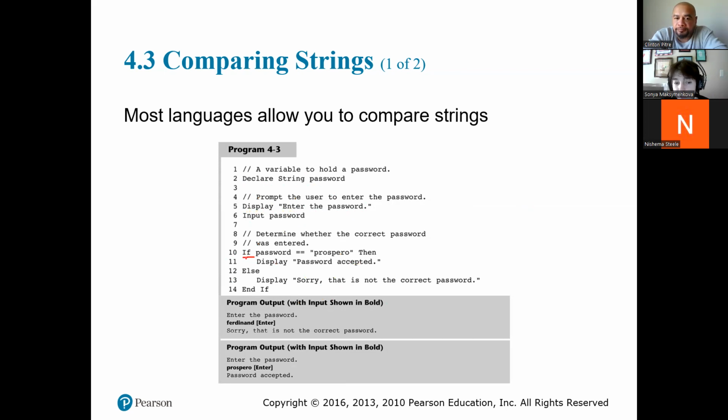We just use our decision structures again. So as you can see here, if the value that user entered in right here, password, equals to Prospero, then we display password accepted. However, if this condition is not true, if they didn't type the right password, we're going to display sorry, that is not the correct password. So this is all it does.